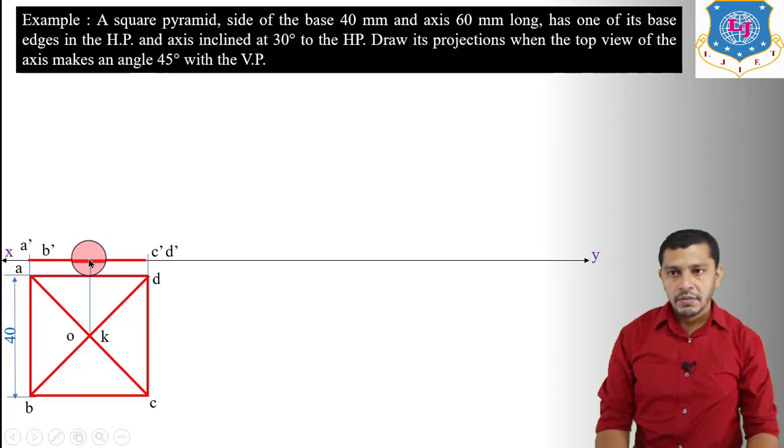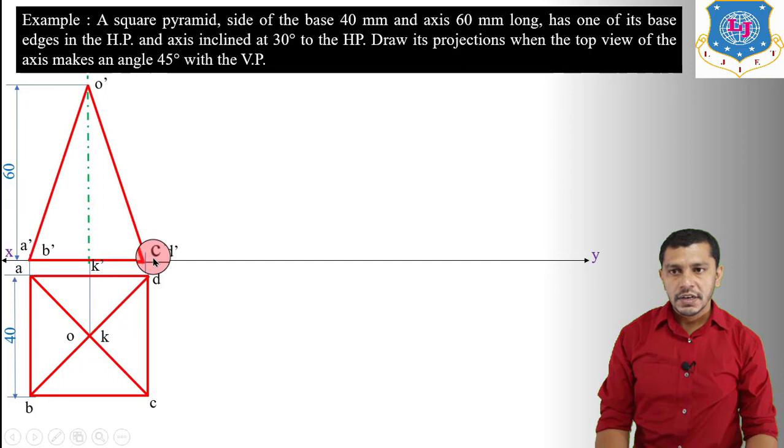Now from this point measure the axis height, which will be equal to 60 mm. Here we will get O dash and here we will get K dash. Now connect O dash to A dash B dash and O dash to C dash D dash. We will get the front view of the square pyramid, which is a triangle.